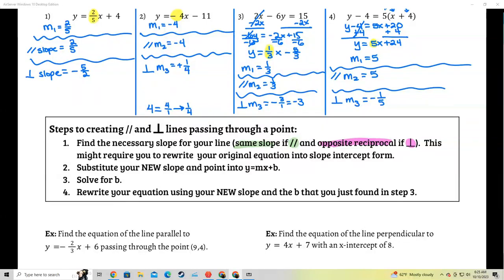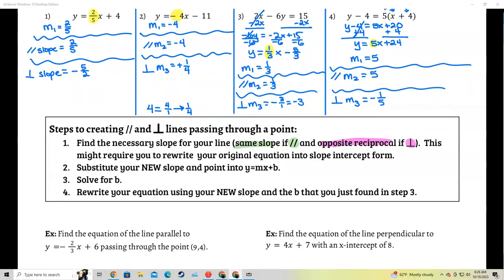So like for the first two problems, we didn't have to do anything. I already knew what my slope was going to be because it was already in slope-intercept form. But on problems number 3 and 4, since I didn't know what the slope was, you have to rewrite it into y equals mx plus b form. And then you can try to figure out, oh, okay, that must mean my slope is this.